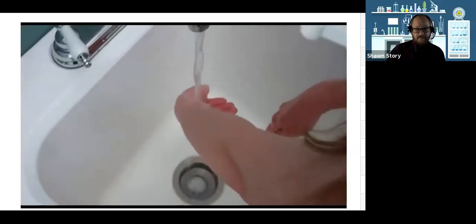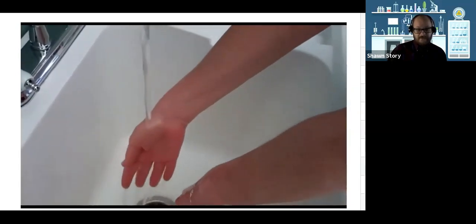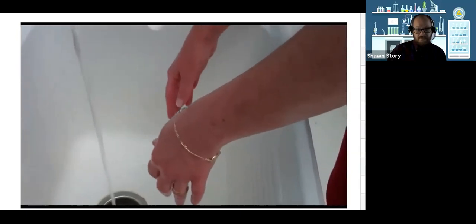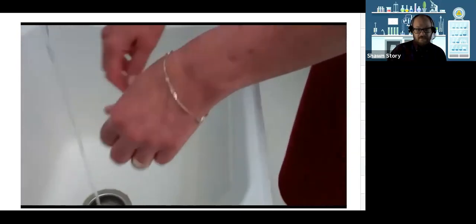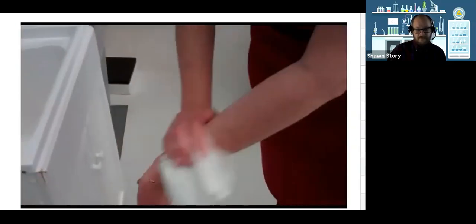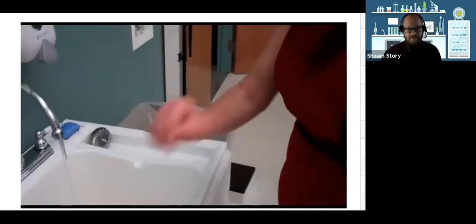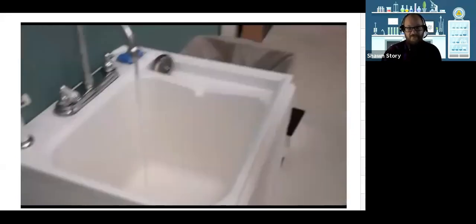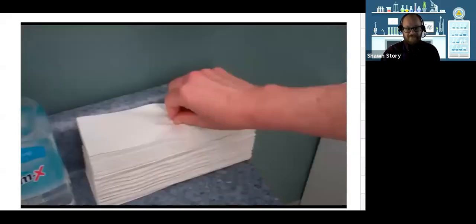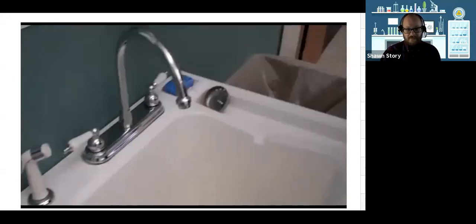Now, I'm rinsing. Make sure you get all the bubbles, all the lather off of your hands without touching the inside of the sink. At this point in time, most people want to shake their fingers. Please do not. Get your paper toweling. Proceed to dry your hands off. Take a clean, dry paper towel and turn the faucets off.